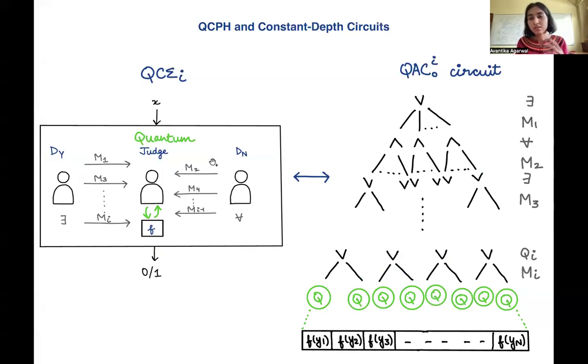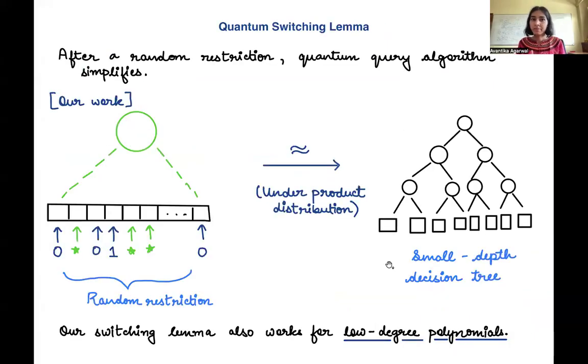Then, using a method similar to Furst, Saxe and Sipser, we can say that if you can show strong enough circuit lower bounds for this class of circuits, then you will also be able to show an oracle separation for QC sigma i. So now we want to show circuit lower bounds for these QAC0 circuits. And this brings me to our main technical lemma: we show a quantum switching lemma.